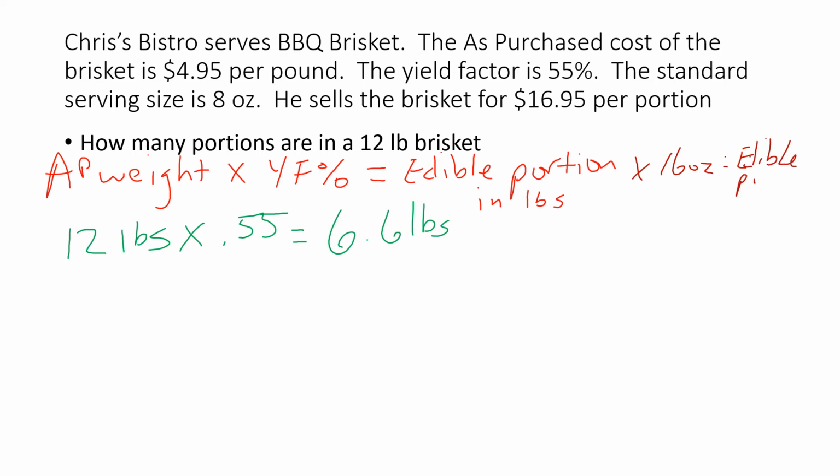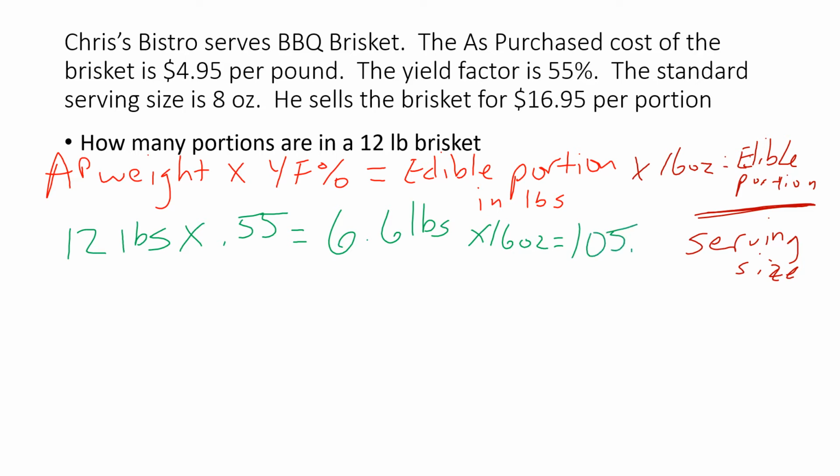Now, our edible portion in ounces, we can simply just do a division. We can divide that by our serving size. Okay, so the first thing we're going to do, let's go back down to our numbers. 6.6 pounds times our 16 ounces gives me 105.6 ounces. And now the last thing we do is we divide by our 8-ounce serving.